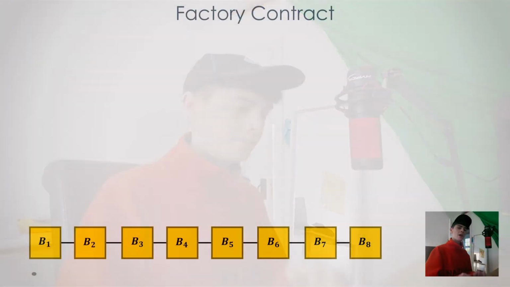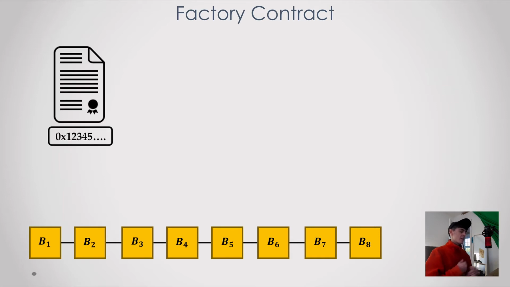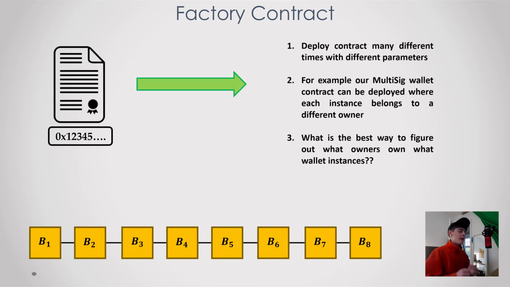Okay, so if we have a smart contract like this, such that it has an address 0x12345, and say this smart contract is a general smart contract, and we actually want to end up deploying multiple different instances of this smart contract for our application. An example would be our multisig. We could deploy this contract many times where each instance has different parameters. For example, our multisig contract could be deployed where each instance belongs to a different owner.